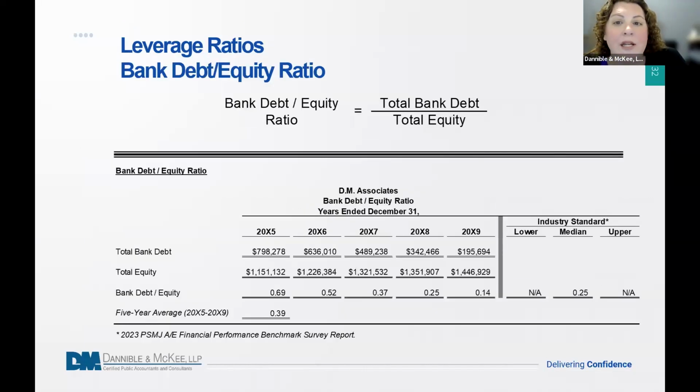This other one here is your bank debt to equity. So this is just stripping out any payables, any accruals. This is really just your bank debt, looking to see, are you out on the line of credit? Do you have a mortgage with the bank? That's really what this is looking at and comparing it to industry standard.